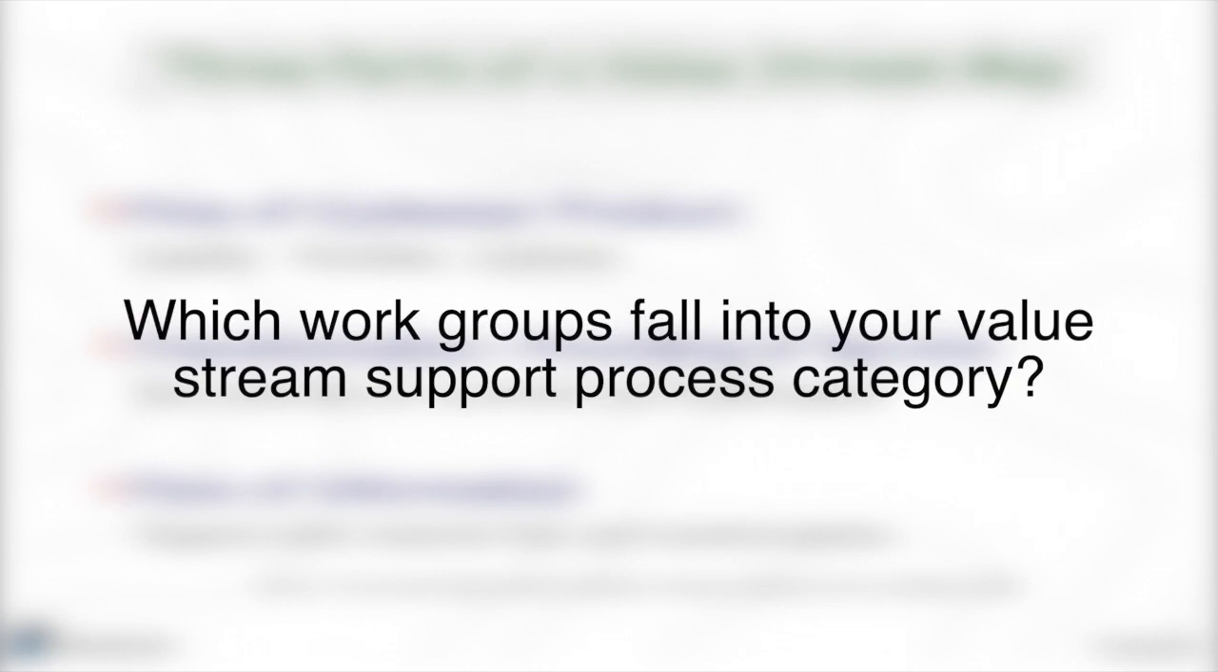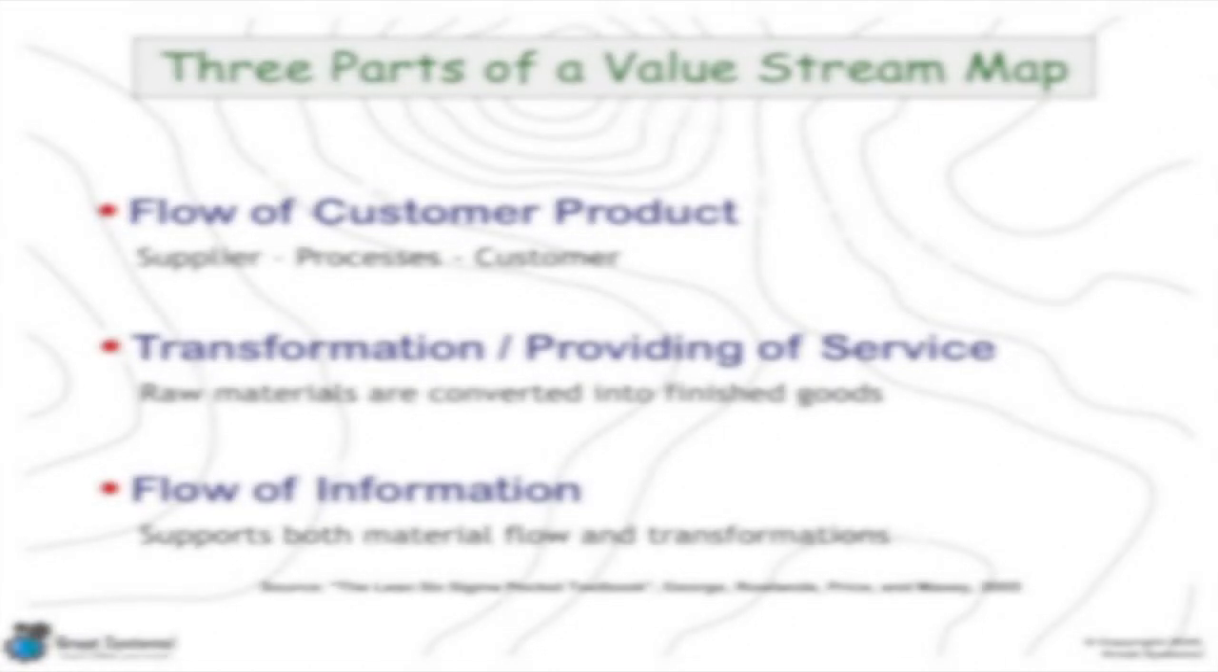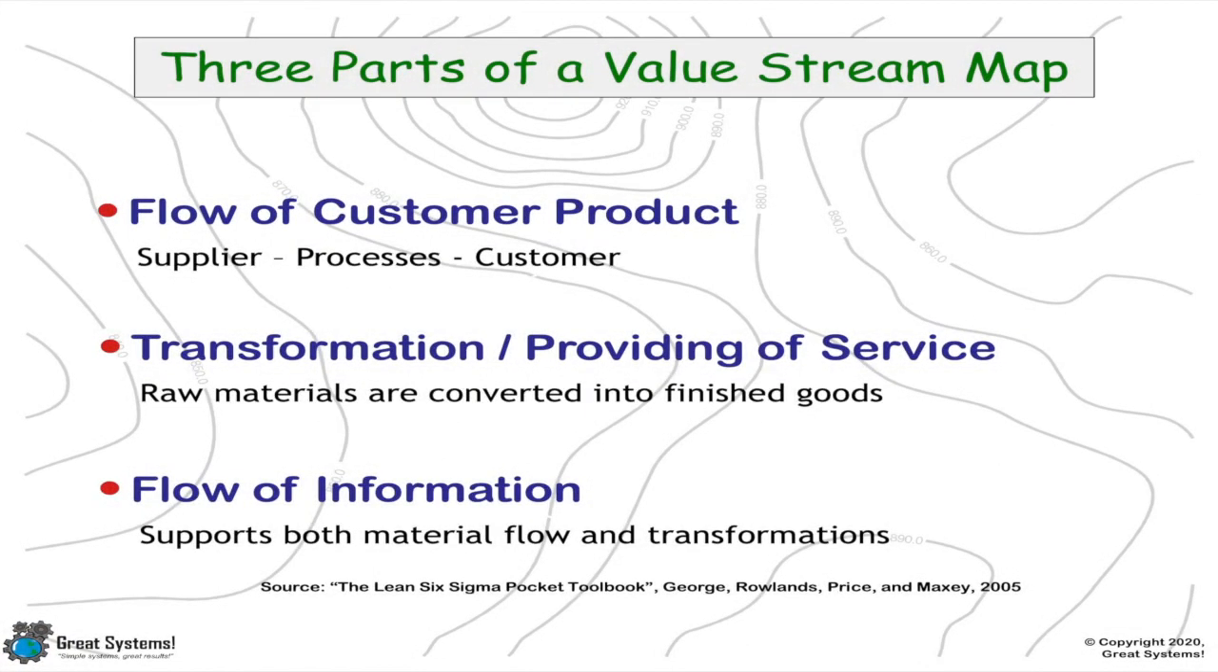The second part of a value stream map shows the transformation or providing of a service. The flow of process blocks between suppliers and customers makes up the value stream. Each process block has a series of steps, process performance indicators, workflow diagrams, and standard operating procedures and work instructions.